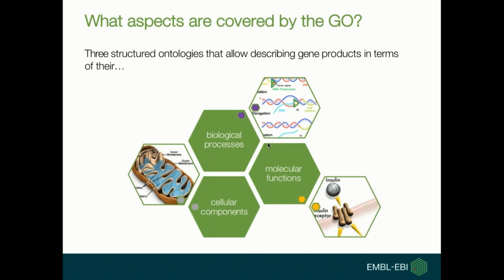So for example, we can take a protein kinase, which would be involved in protein phosphorylation, which is the biological process. It would have a molecular function of kinase activity, and we'll say it's a cytosolic one. So the cellular component GO term you would use then is cytosol.